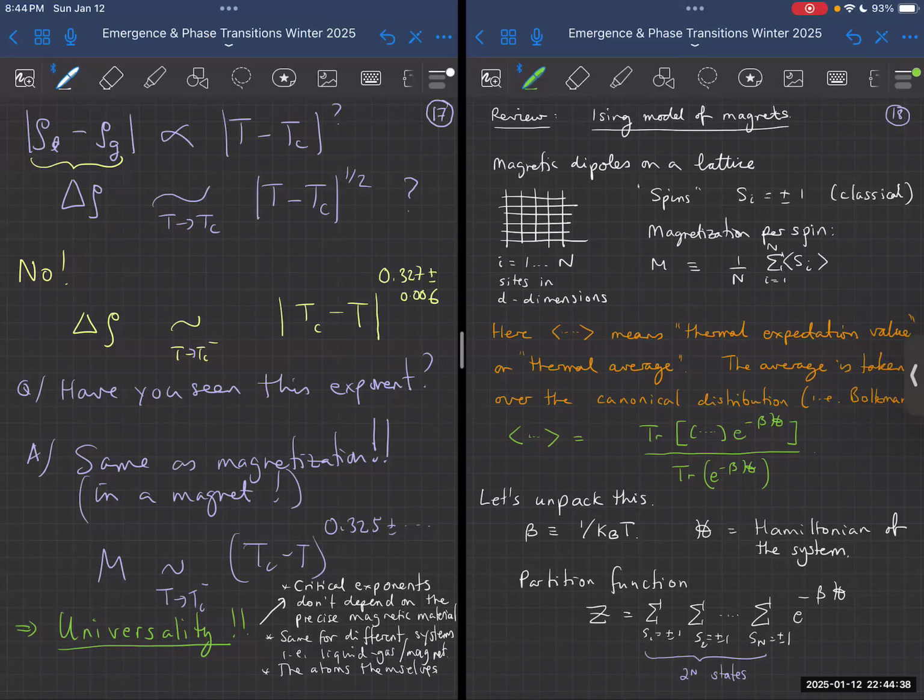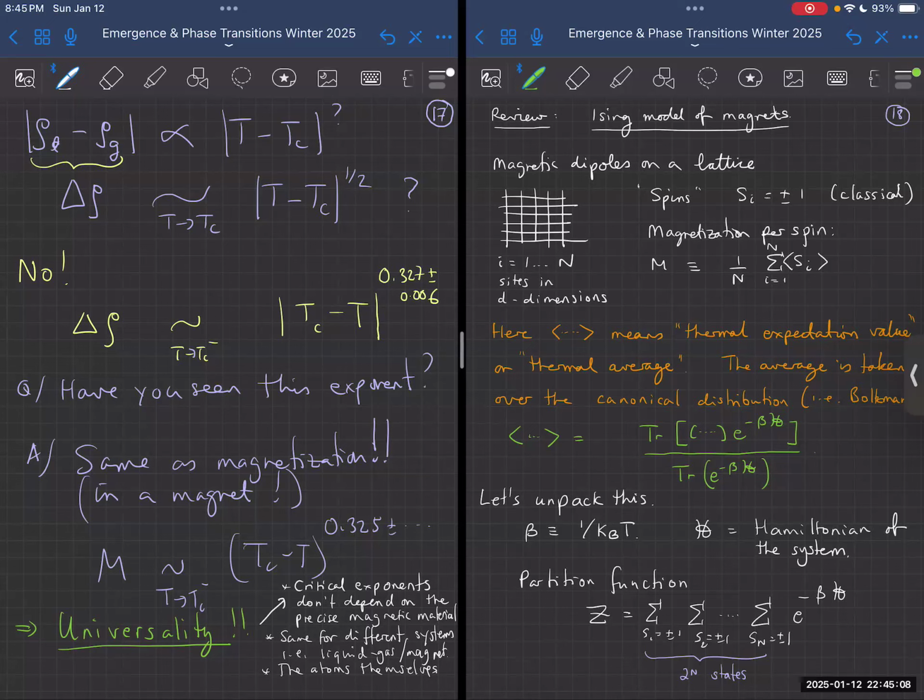and then I'm going to talk a little bit more about scaling. So the first thing I want to mention is that we talked about the Ising model of a magnet. So what is that? The Ising model of a magnet is simply this: you have a lattice, you have i equals 1 to n, labeling sites in d dimensions. So there's n sites in d dimensions. The spins sit on the lattice sites, and they have values plus or minus 1 in some units.